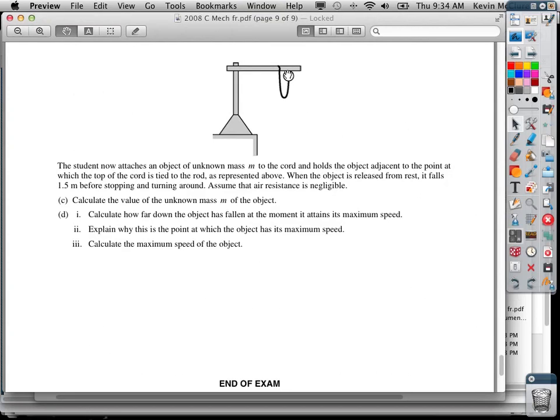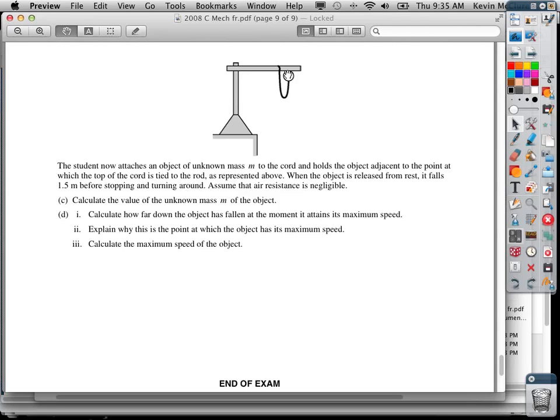So calculate how far down the object has fallen at the moment it attains maximum speed. And remember the weird thing that we said is when you start falling, when the bungee cord or the rope or whatever starts pulling back on you, at that moment, that doesn't mean you stop accelerating. It just means you accelerate less.